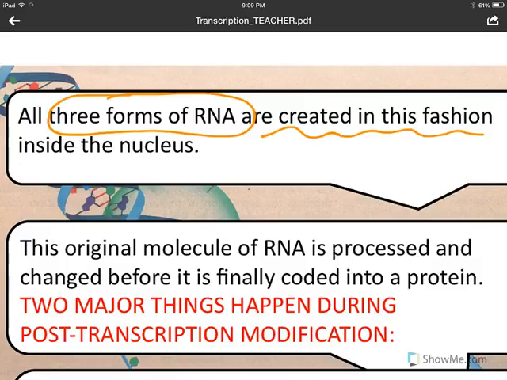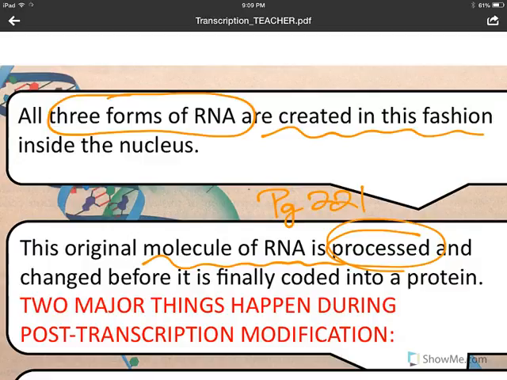Now, this original model of RNA is then going to be processed and some things are going to be done to it. If you remember, on page 221 of your reading, we talked about RNA splicing and these exons and introns and spliceosomes and all this stuff. So this is talking about post-transcription modification. This is a level 4, which I will go into more detail in a different video.